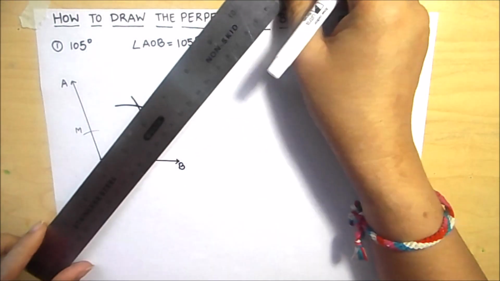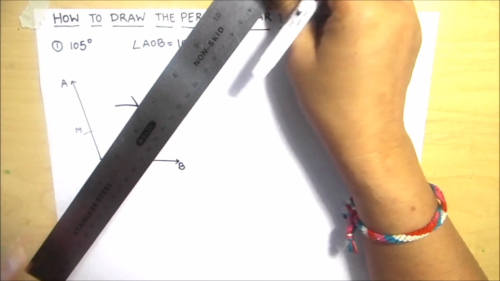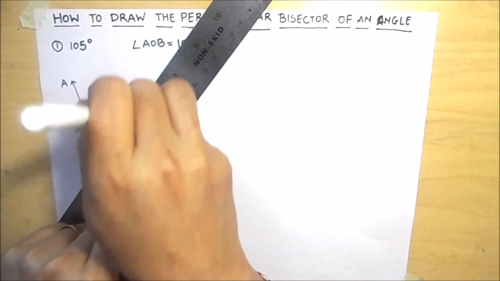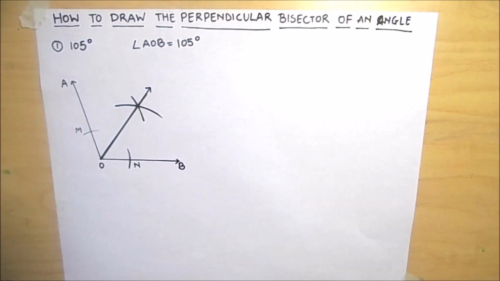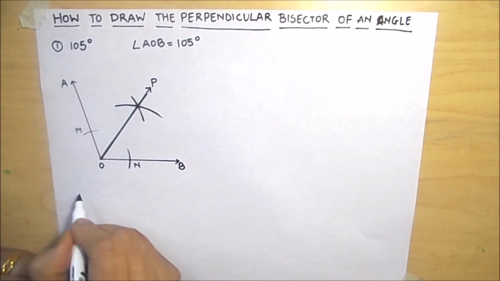Now we have to join this point, the intersection point of the two arcs, with the vertex of the angle here. So this is the bisector. Now we'll name it P.